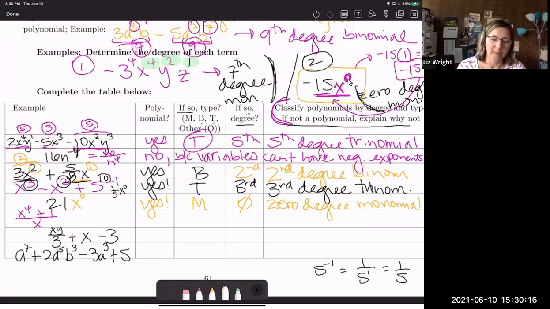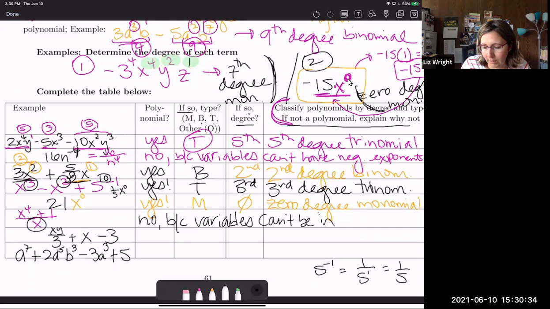All right, this first one, is it a polynomial? Do we have any x's in the denominator? Yeah, we got one right there. Is this a polynomial? No, because variables can't be in the denominator. Boom. Let's go to the next one.